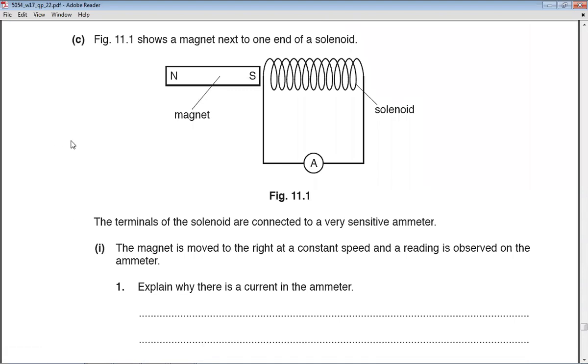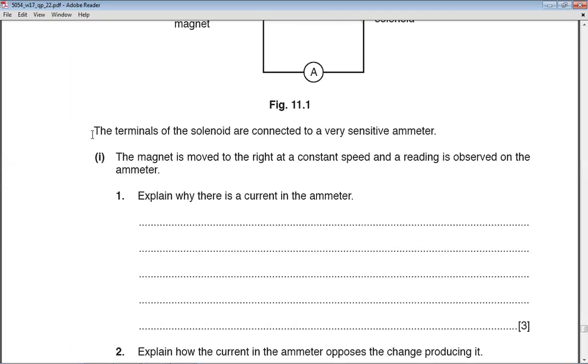Question number 11, part C. Figure 11.1 shows a magnet next to one end of a solenoid. The terminals of the solenoid are connected to a very sensitive ammeter. The magnet is moved to the right at a constant speed and a reading is observed on the ammeter. Explain why there is a current in the ammeter.